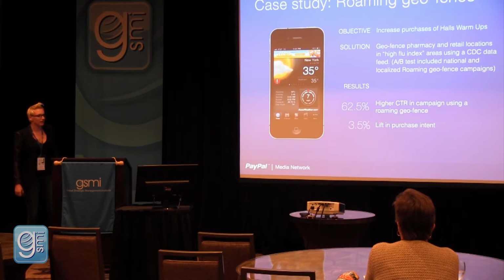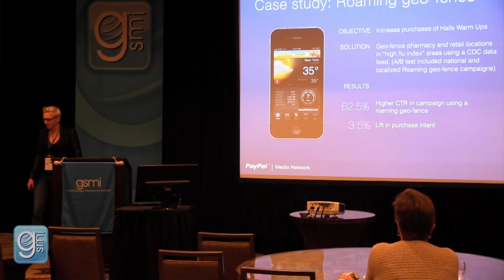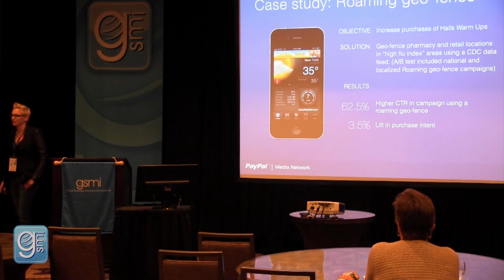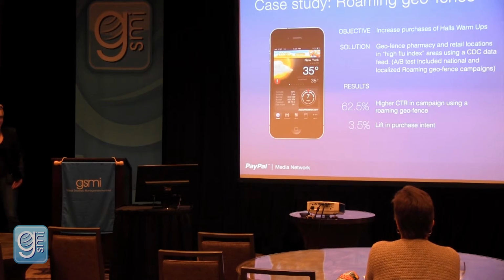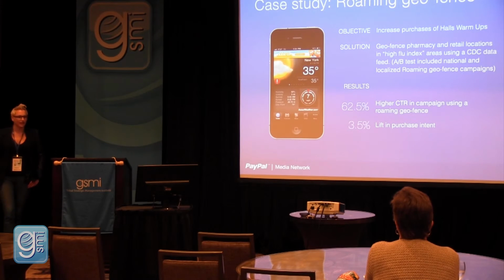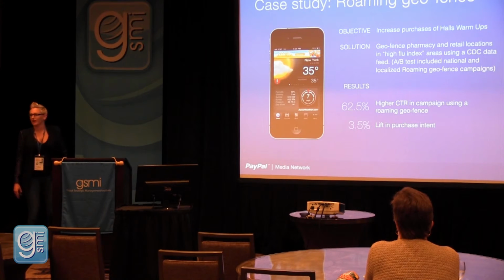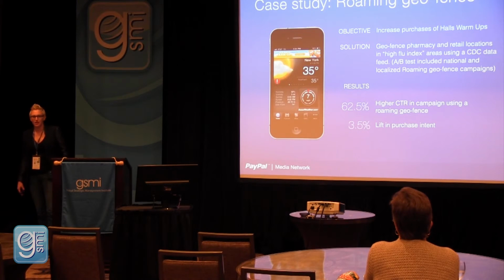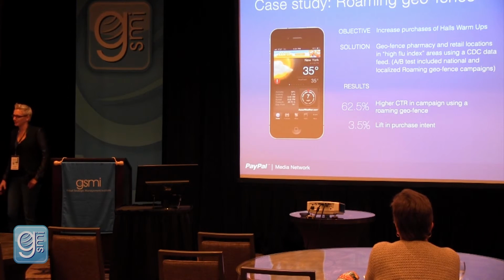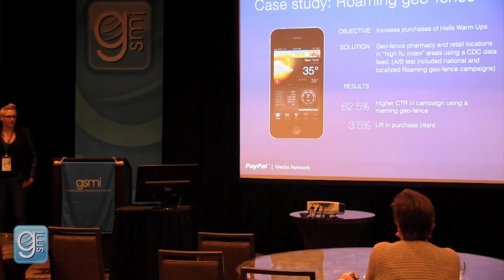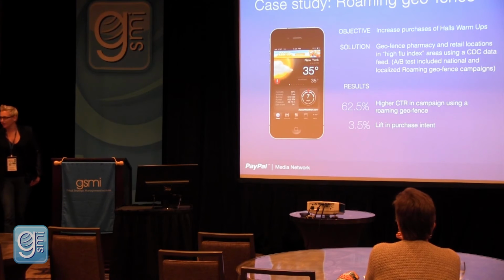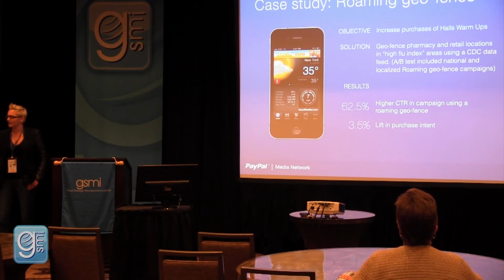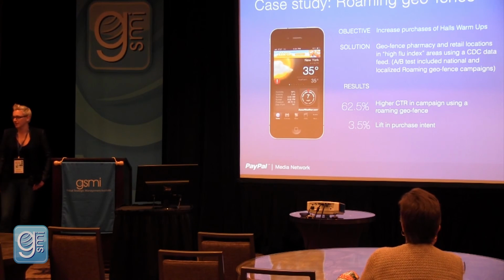So case study here on these roaming geofences. This is a campaign that we did for Halls for their warm-ups product. They have a series of different retail partners, pharmacies, folks like Walgreens, CVS, and they wanted to serve that ad around those retail locations, but where the flu index was peaking. So we took a feed from the Center for Disease Control, and we're able to pair that with location to serve those ads based on where the flu index was high.